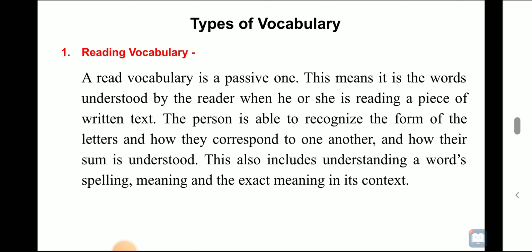Now there are types of vocabulary. The very first one is reading vocabulary, which helps the learner to understand the meaning of a passage or any extract that is given. It is the words understood by the reader when he or she is reading a piece of written text.